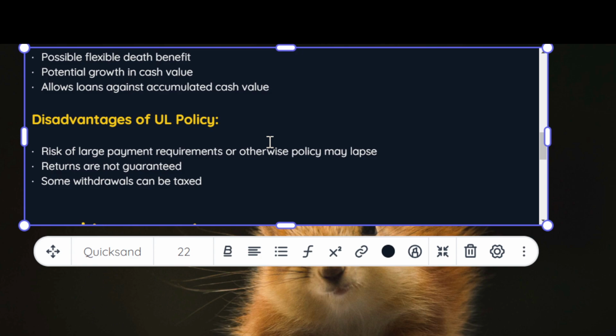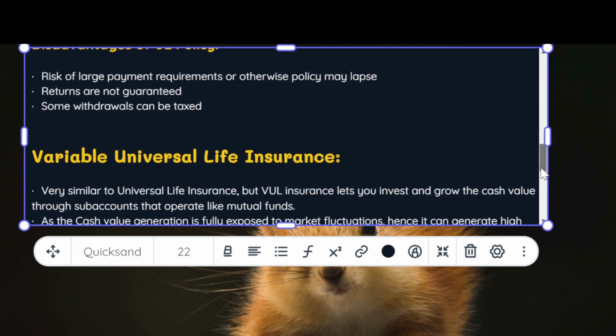And then obviously returns are not totally guaranteed, right? But in universal life, what happens is they try to guarantee at least a basic level of return, because the interest rate is determined by the company, and normally it's a steady interest rate that is given by the company, although we can't say that it's 100% guaranteed, right? Because it also depends on the kind of investment the company is doing. And then, as I told, some withdrawals can be taxed, but some other types of withdrawals are not taxed, right? So there's a combination of both. That's one of the downsides.